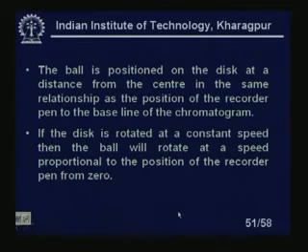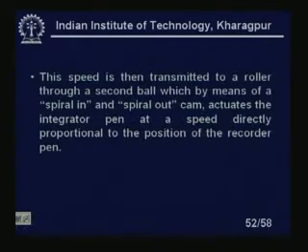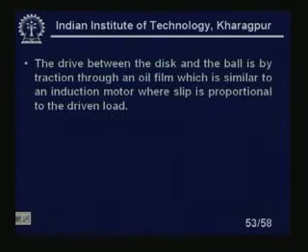If the disc is rotated at constant speed, then the ball will rotate at a speed proportional to the position of the recorder pen from zero. The speed is then transmitted to a roller through a second ball, which by means of a spiral in and spiral out cam actuates the integrator pen at a speed directly proportional to the position of the recorder pen. Clear? It will be clearer once we show the diagram. The drive between the disc and the ball is by traction through an oil film, which is similar to the induction motor, where slip is proportional to the driven load.